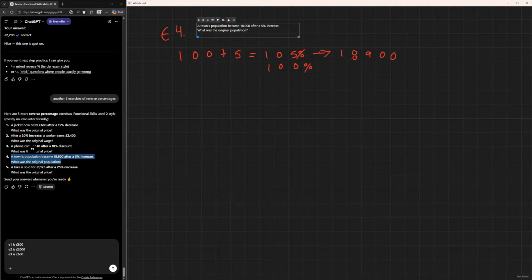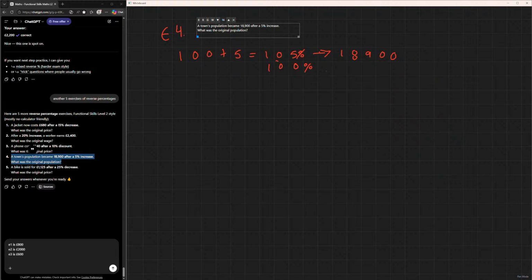18,900. So this is what I'm telling you, in an exam they are not going to give you this big number to divide by 1.05, because it's going to take too much time. It's different if this number was like 105 and you do an easy two-step. Maybe things change. Don't take my word for it.